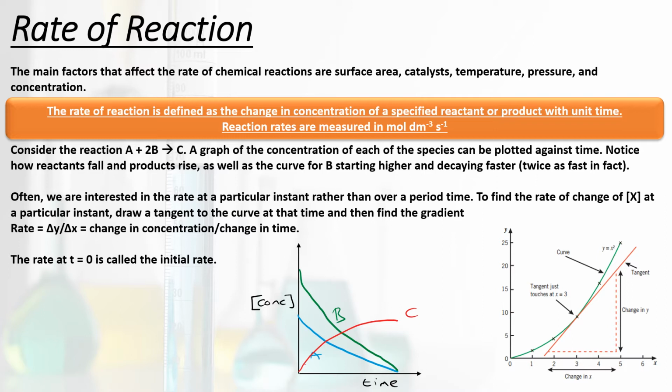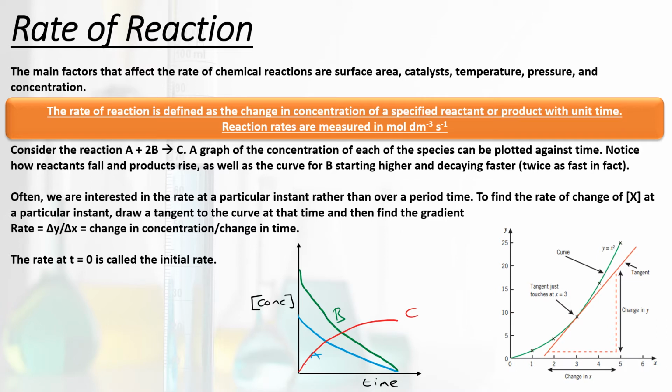And then we want to find the gradient of this, so we typically draw our tangent nice and big as shown on the right. We draw our tangent here, it just touches x equals 3. And you can see we draw our line quite far backwards and forwards. And then the gradient, remember, is the change in y divided by the change in x. So for a concentration time graph, it is the change in concentration divided by the change in time.